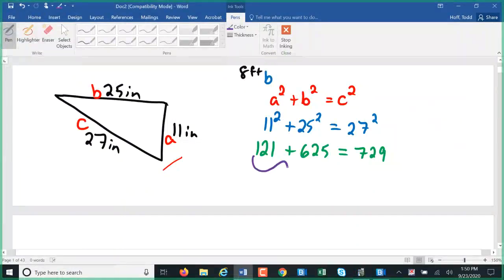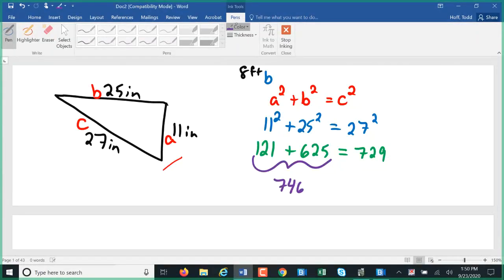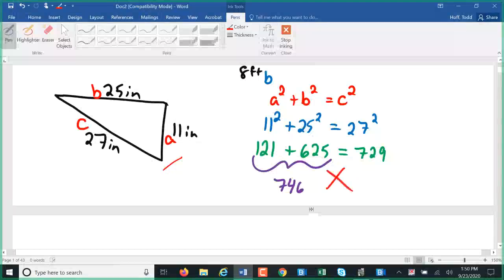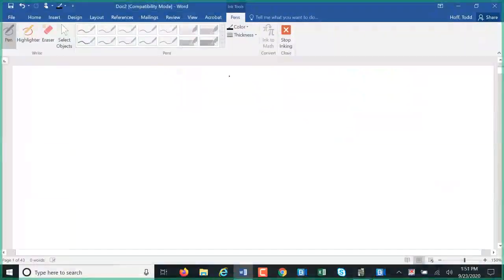Well, if I add up my 121 and my 625, I get 746. Those are not the same. This is not a right triangle because those don't add up. The other thing we can use this Pythagorean theorem or Pythagorean rule for is if we do know that it's a right triangle, we can find the missing side.